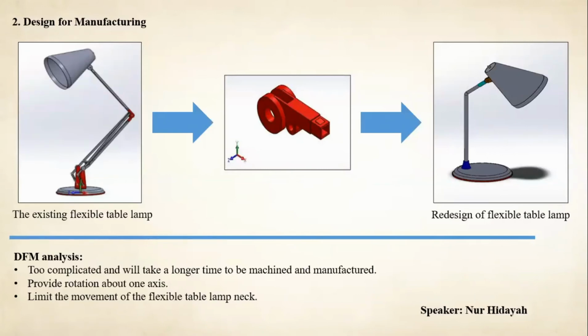The design that we propose to redesign is this. We eliminate sub-assembly 2 by replacing it with a flexible rod. It needs to be flexible to give a rotation of 360 degrees, and also reduce the number of parts. So it can also increase the utilization of the lamp.